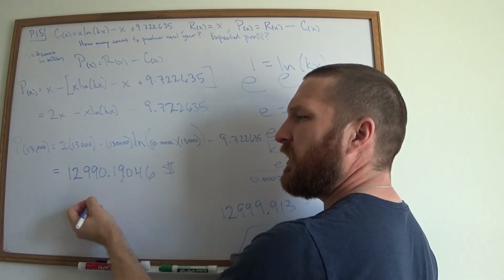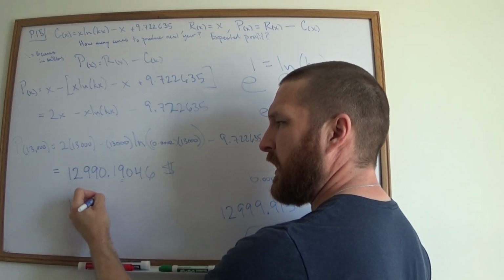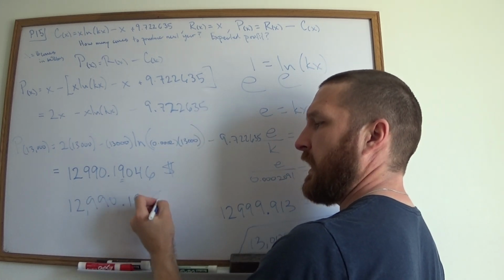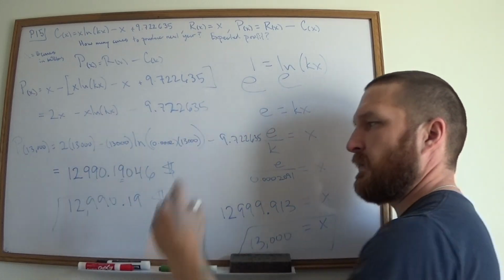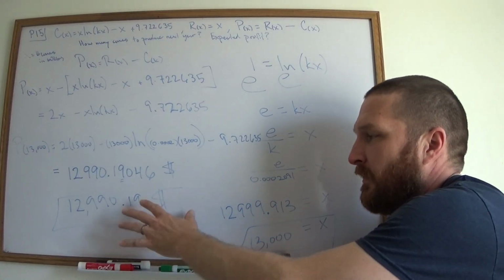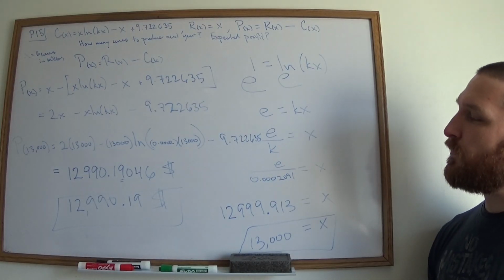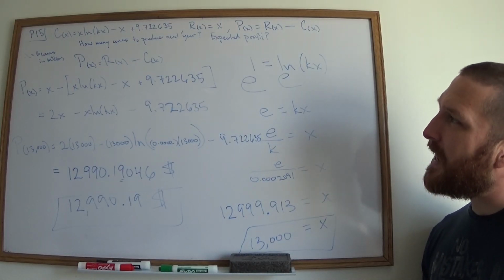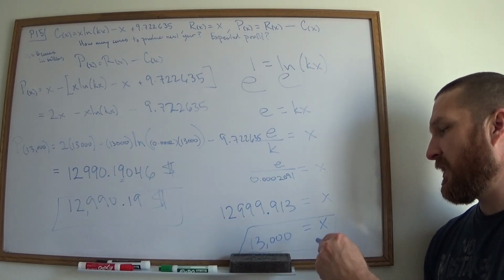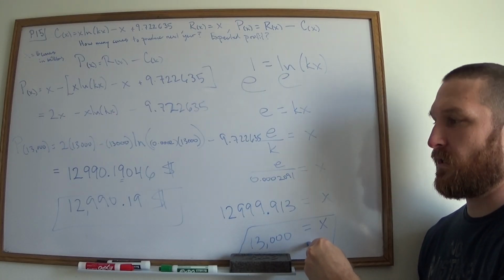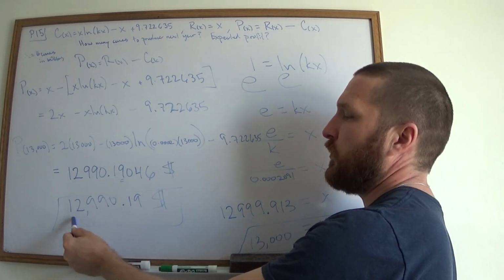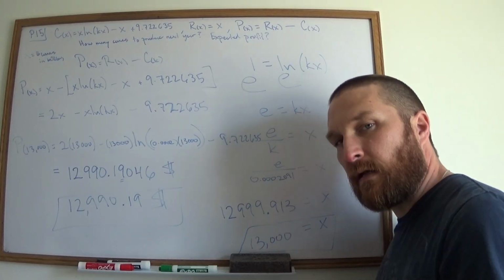So we probably want to just report the actual dollar amount like this, 12,990, and then 19 cents, because for our purposes we don't care about anything less than pennies. So finally, in order to maximize profits, Holy Cow Ice Cream and Ice Cream Accessories should produce 13,000 cones next year, and if they do that, they can expect to make a profit of $12,990.19.